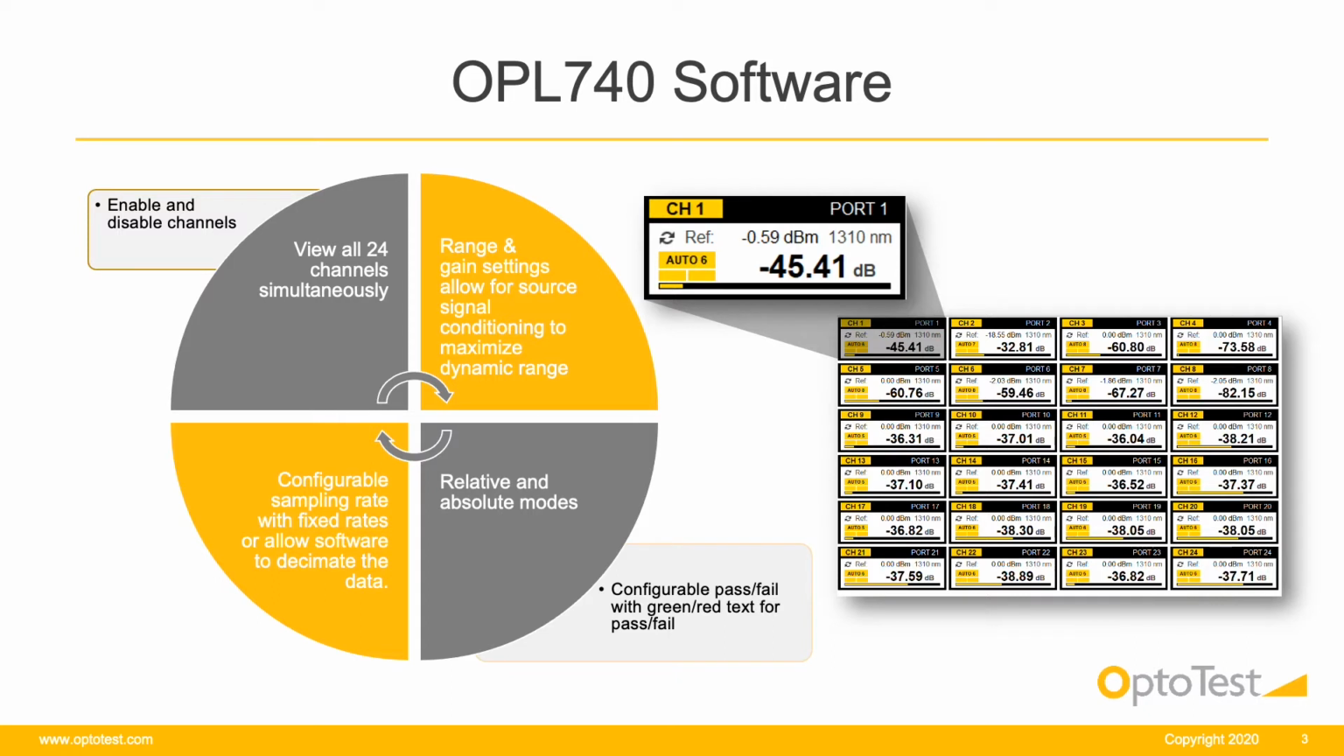To optimize the dynamic range of the particular test, each channel can be configured for gain settings, and one can view the power level for each gain setting. This allows the user to condition the optical source to a specific level within a gain to yield the appropriate dynamic range.